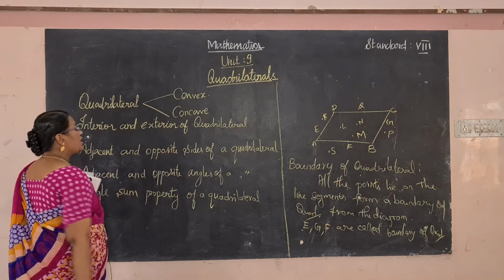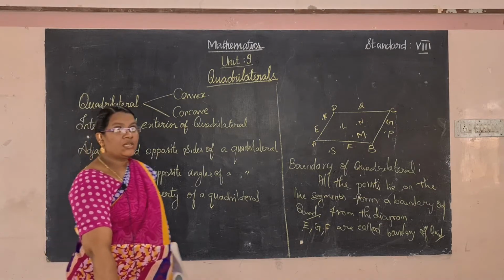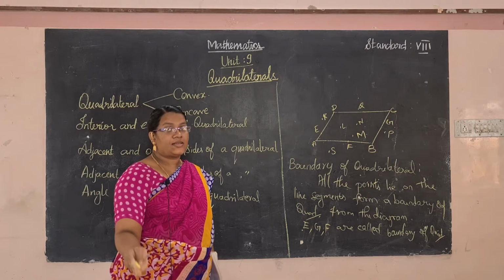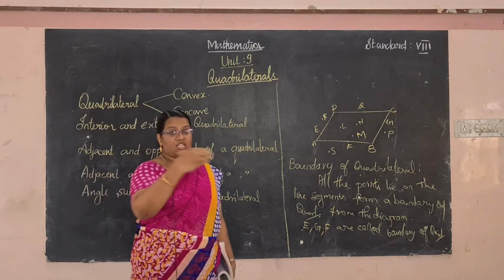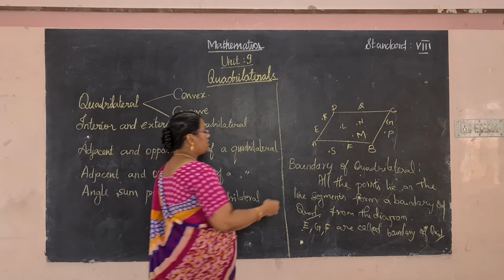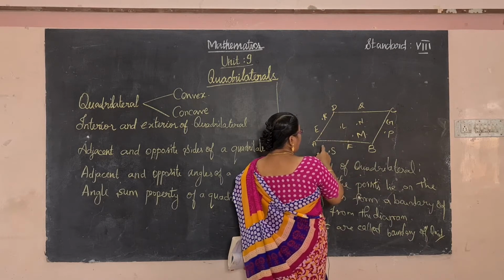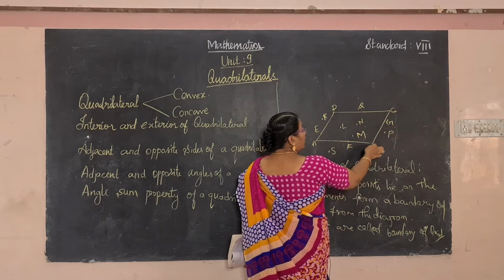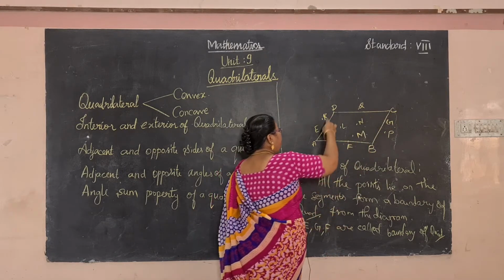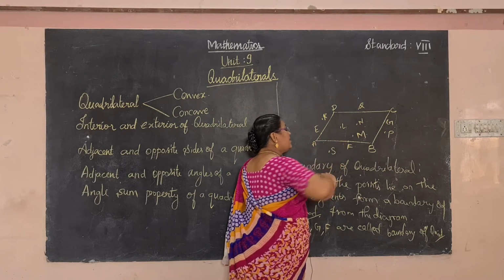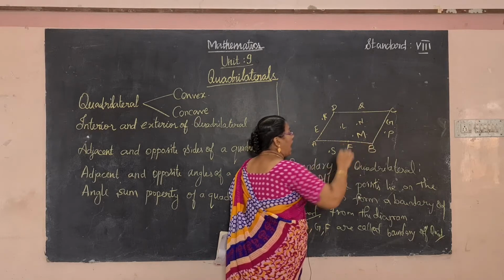Adjacent and opposite sides of a quadrilateral. Adjacent means next to each other, next sides. Opposite means vertically opposite sides. See this diagram. What are the sides here? AD, AB, BC, CD. These are all the sides. So here, which line segments are adjacent? DA and AB are adjacent.